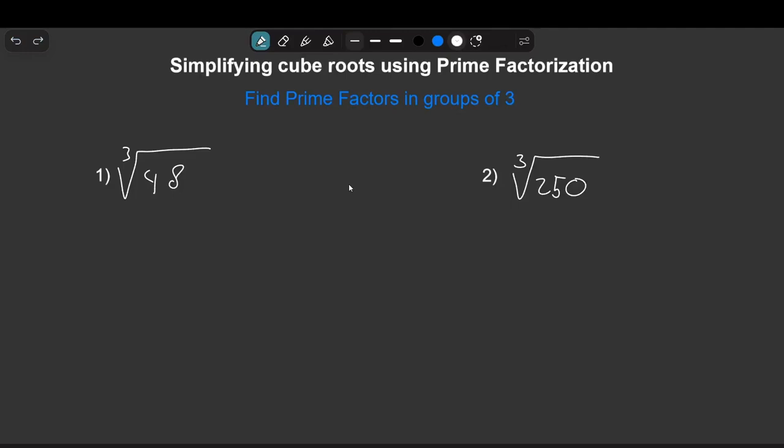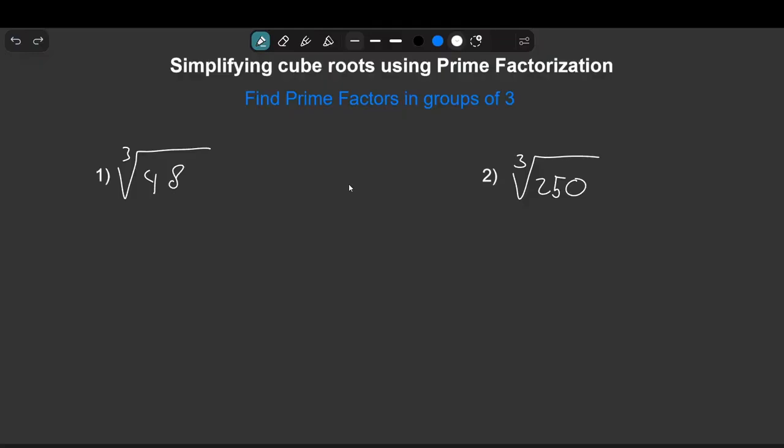In this video I'm going to cover how to simplify cube roots using prime factorization. So let's jump into number 1, where we have the cube root of 48. Now 48 is not a perfect cube, so we're not going to get a nice clean whole number for our answer. But we can simplify this cube root. We can break it down, so to speak.